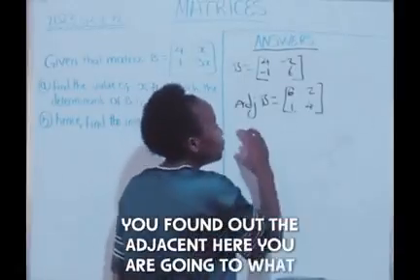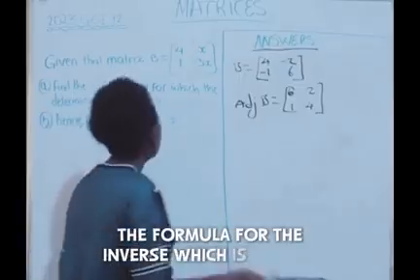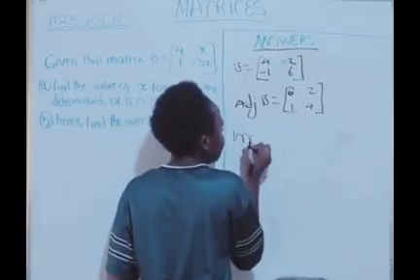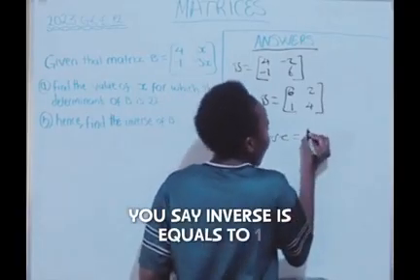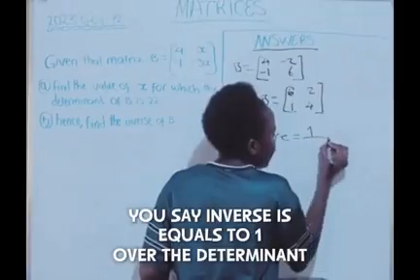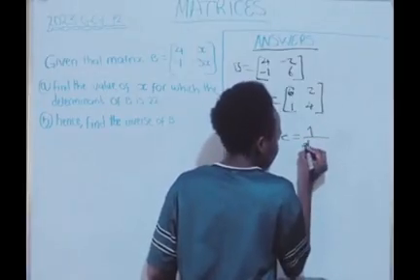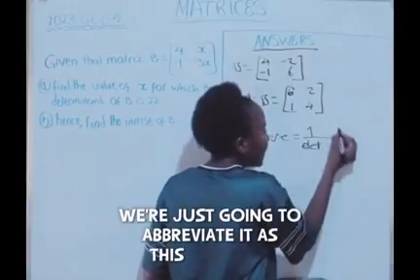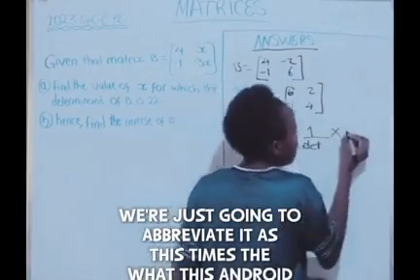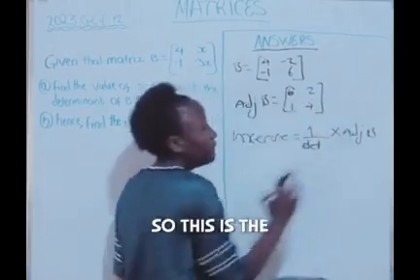You are going to draft down the formula for the inverse. You say the inverse is equal to 1 over the determinant that you've been given, which we're just going to abbreviate as this, times this adjoint, adjoint B. Okay, so this is the formula.